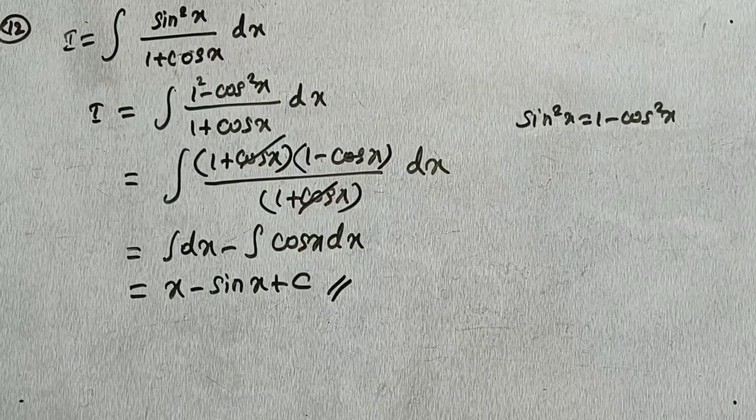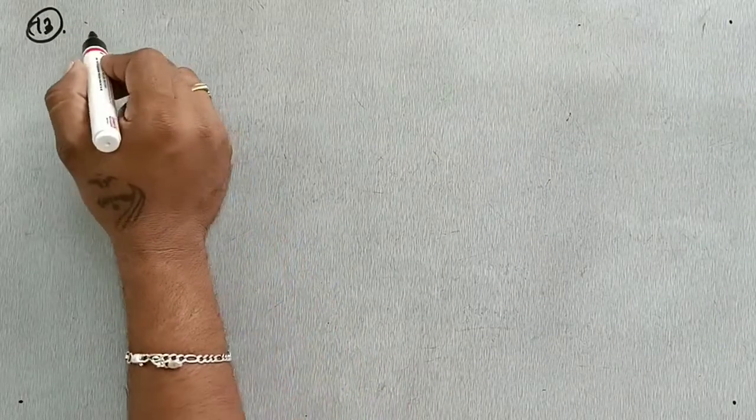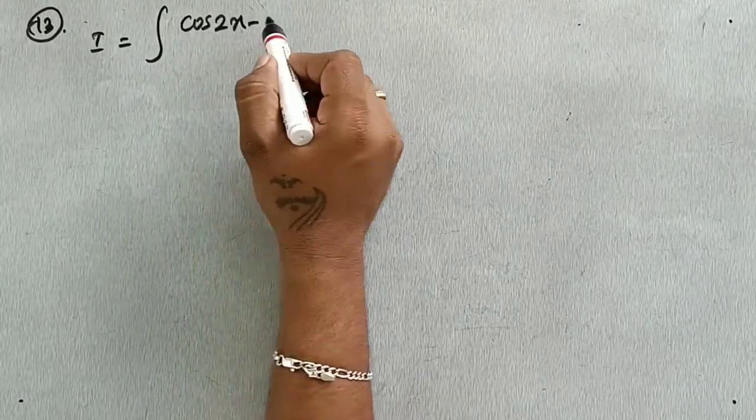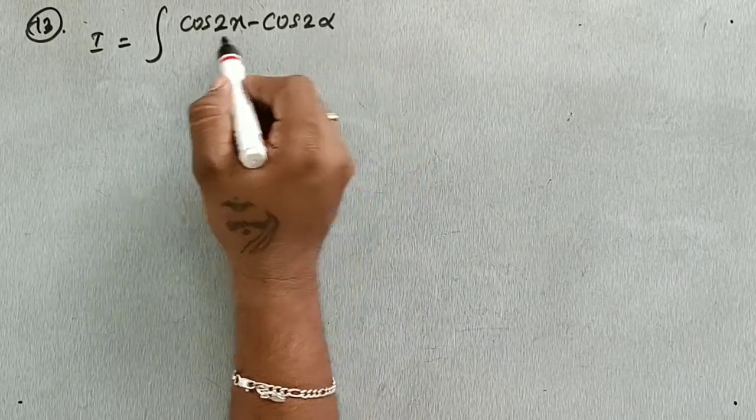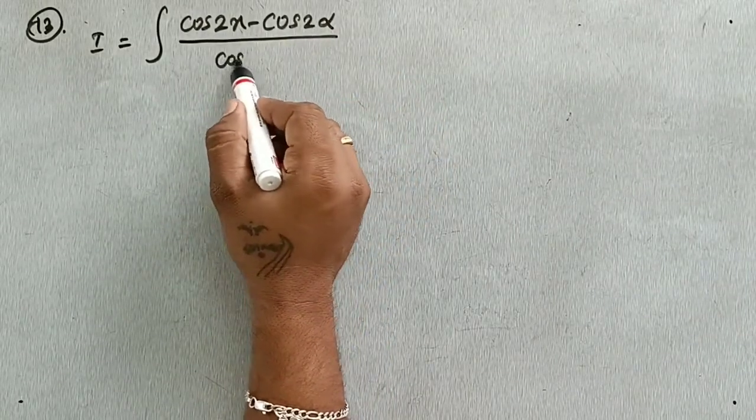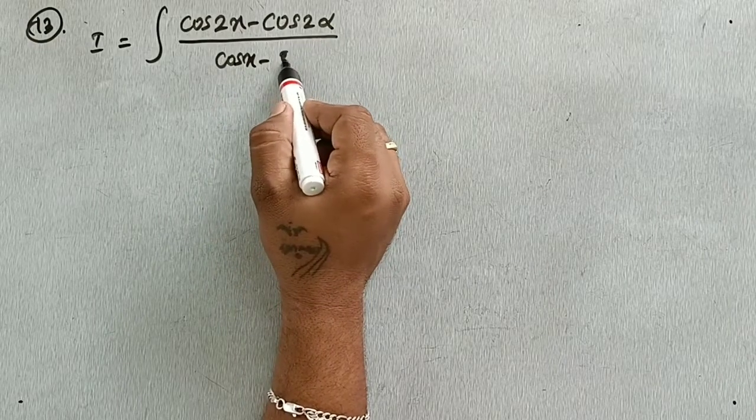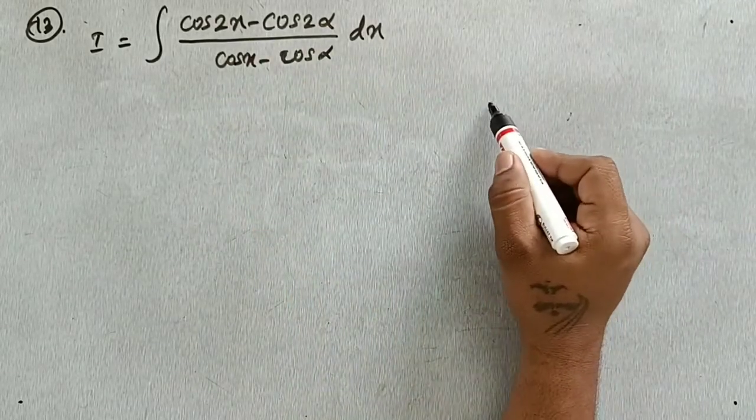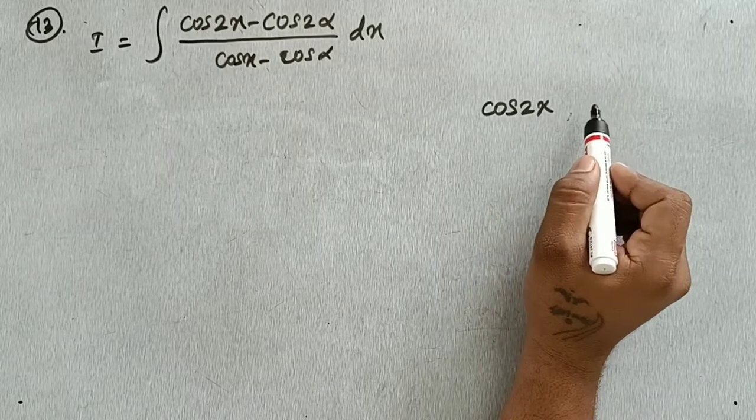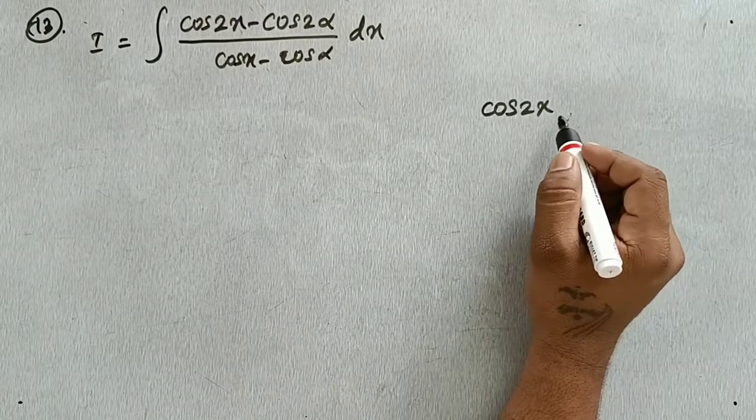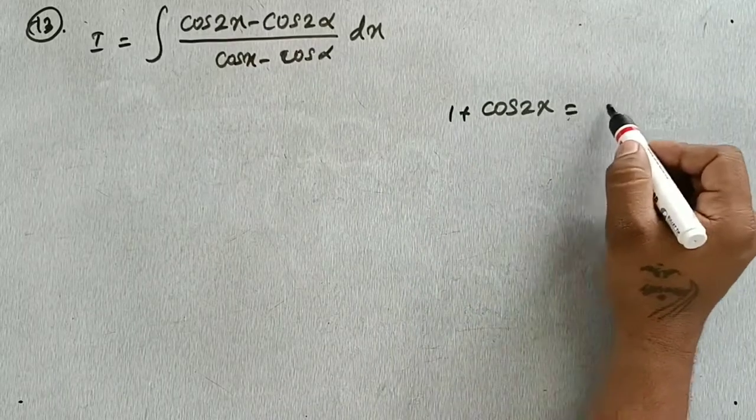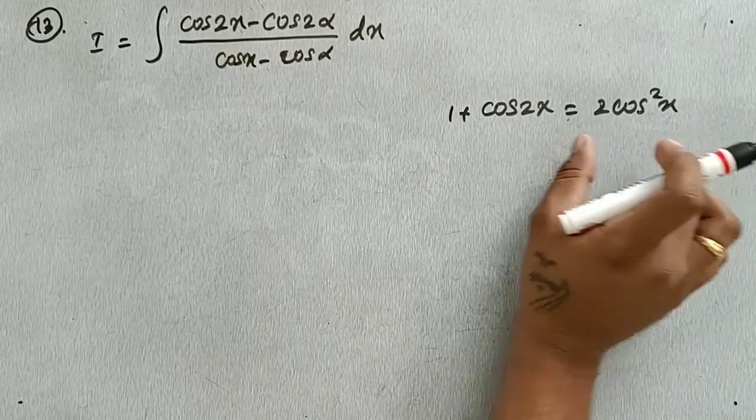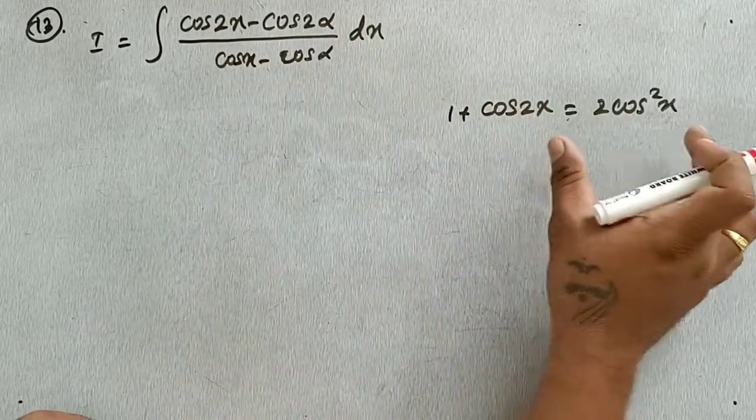Next question. Question number 13. I equal to integral, the numerator is given here, cos 2x minus cos 2 alpha, divided by cos x minus cos alpha, into dx. So for the numerator I am going to use this formula: cos 2x, in terms of cos square x, that is 1 plus cos 2x equal to 2 times cos square x. Why I am using this formula: in the denominator I have cos, so in terms of cos I am going to use this formula.